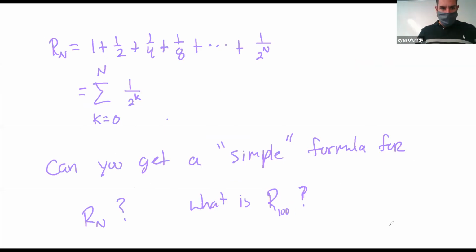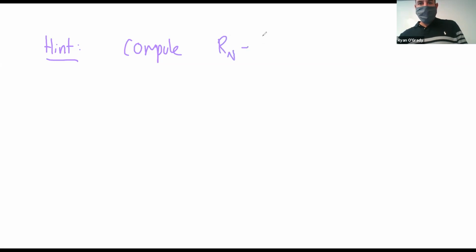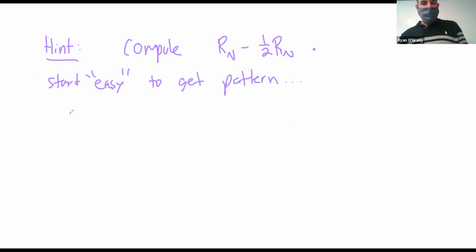So I'll give you a hint for those of you who don't remember or never saw it. Hint: what happens if you compute R sub n minus 1/2 R sub n? Now, here's the hint. Don't try to do it in general first. Do it baby style. Start easy, and then you'll get the pattern. So for example, let's start with the third one. What's R sub 3? R sub 3 is 1 plus 1/2 plus 1/4 plus 1/8.